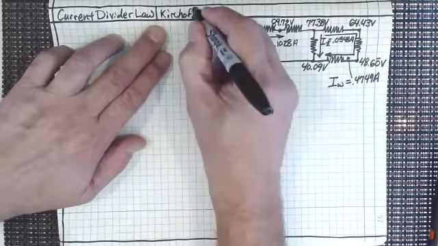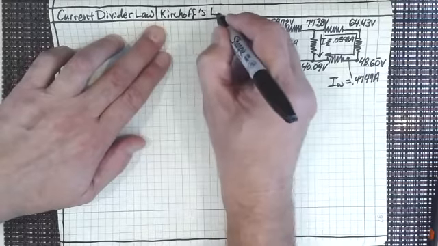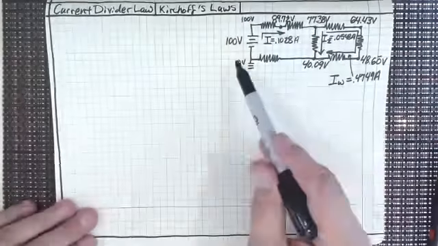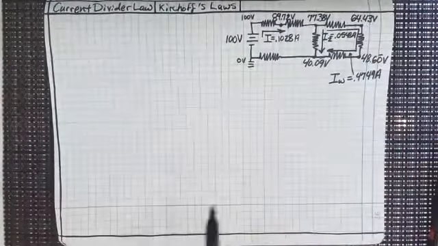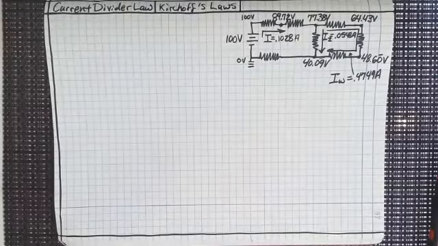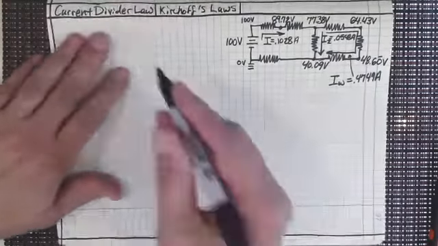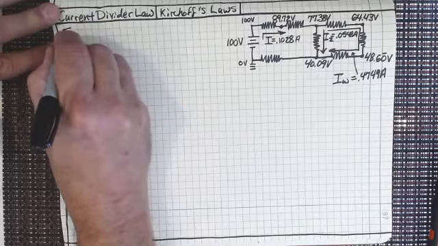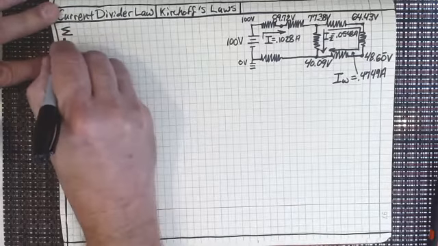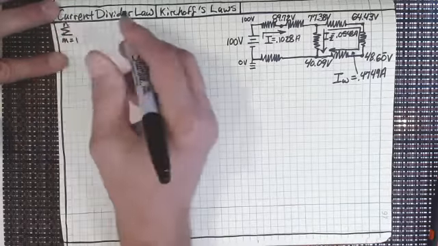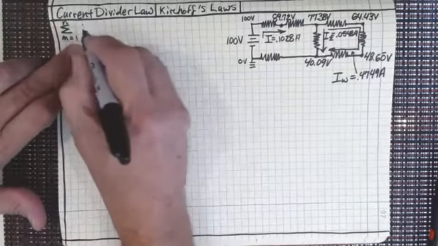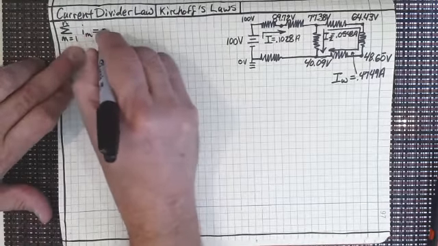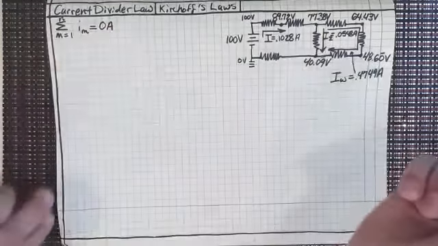Now, indirectly, we've already applied Kirchhoff's laws in some manner to get to the point that we've gotten here. But let's just look at what Kirchhoff's laws are really saying. The first one that we've more or less done is that if we were to sum all of the currents going into a node, those would equal zero, right?